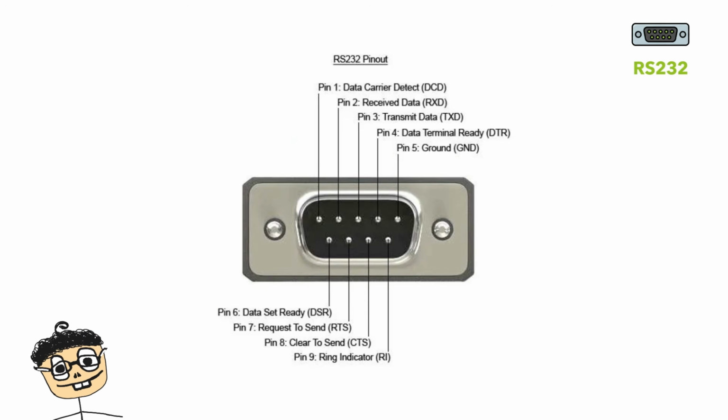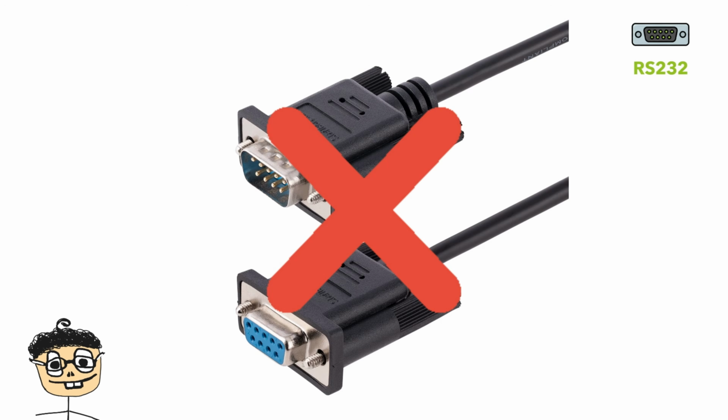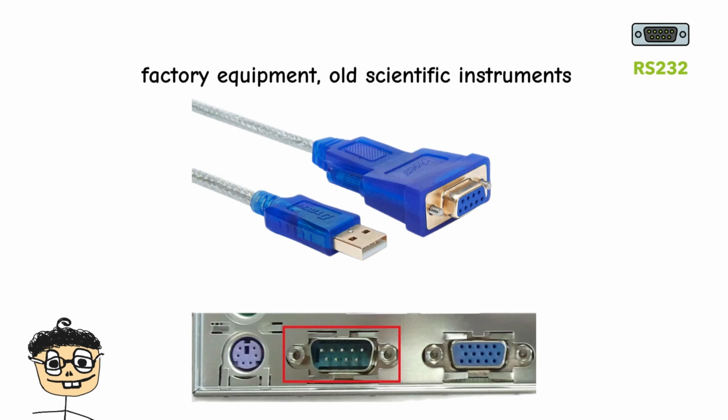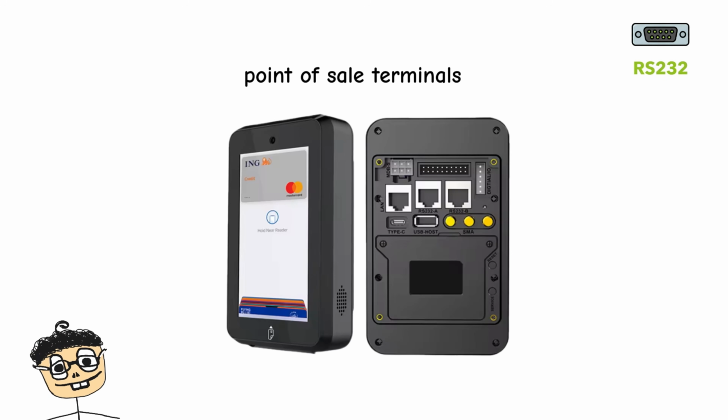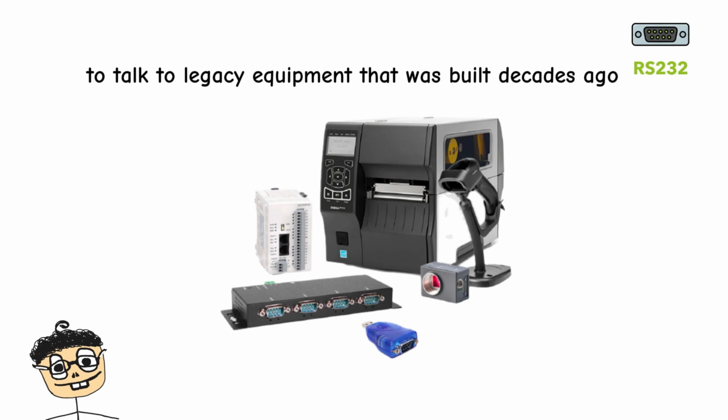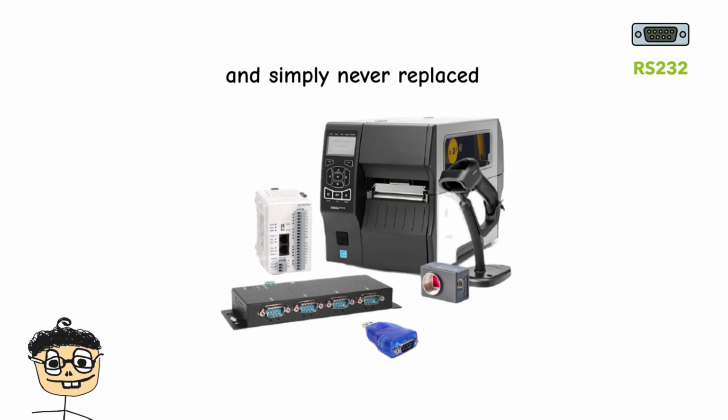You'll recognize RS-232 from that old 9-pin connector called DB9 that used to be on the back of every PC. Today, you rarely see it on consumer devices, but it is still everywhere in industrial machines, factory equipment, old scientific instruments, and point-of-sale terminals. Engineers still use USB to RS-232 adapters all the time to talk to legacy equipment that was built decades ago and simply never replaced.